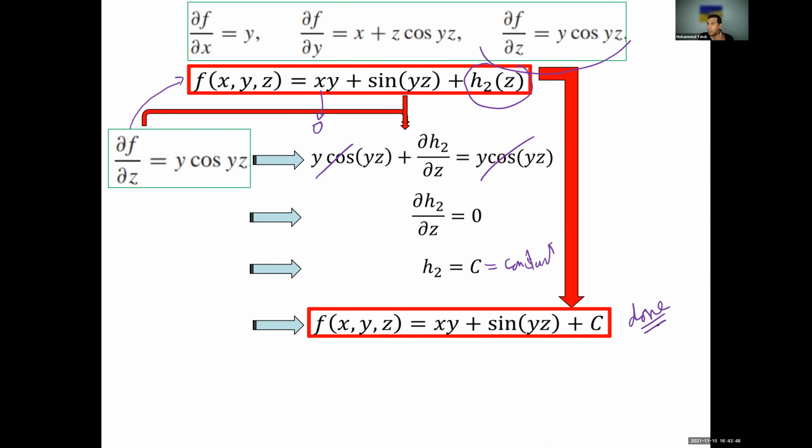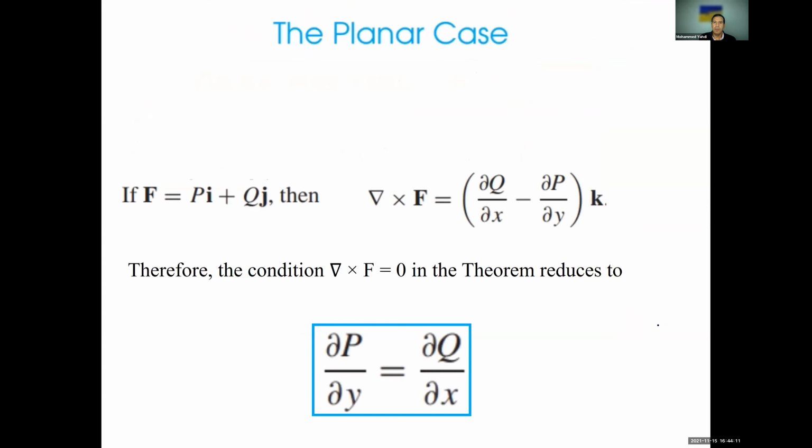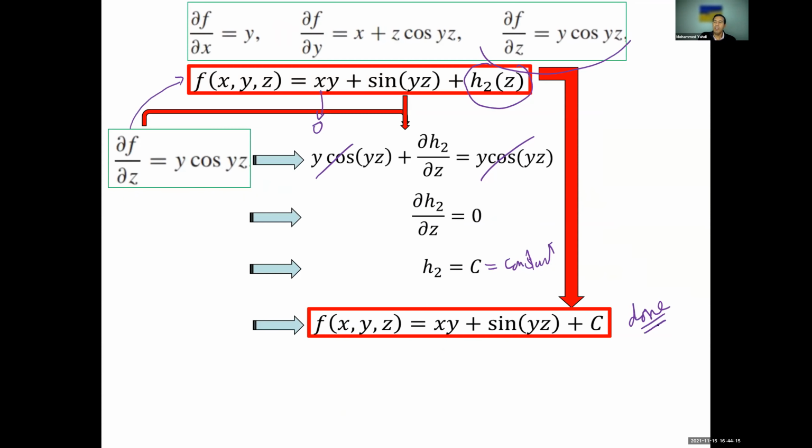So this one has more steps than the previous method. Again, the first method does not work all the time. This one works all the time. You're just repeating the same process again and again. Questions about this? I'm going to give you more examples at the end of class today.